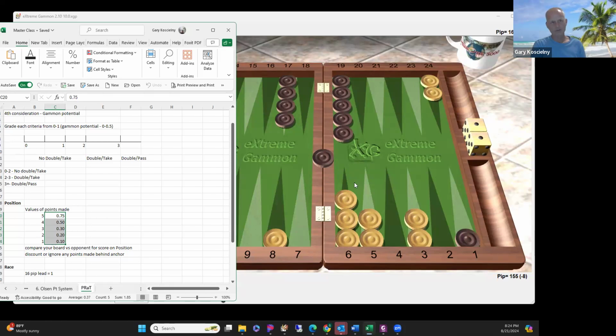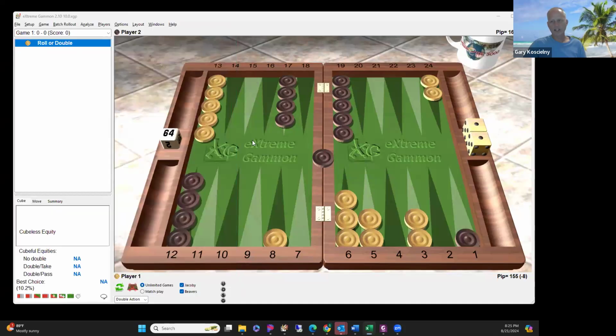And again, you have to practice this and look at it to really get it. But so we got half for race, 1 for board, let's call it 3/4 for threats, and 0.25 for gamma potential. That comes up to 2.5. So that would be a double and a take.